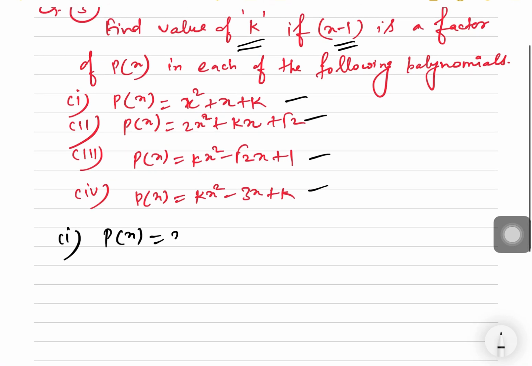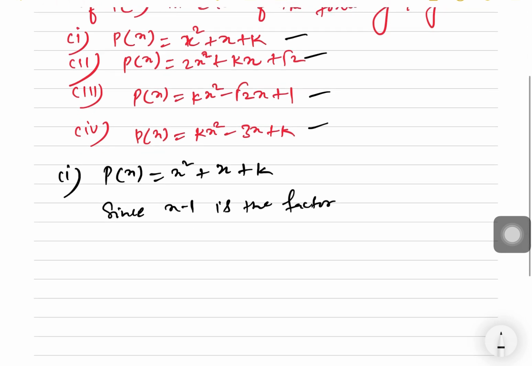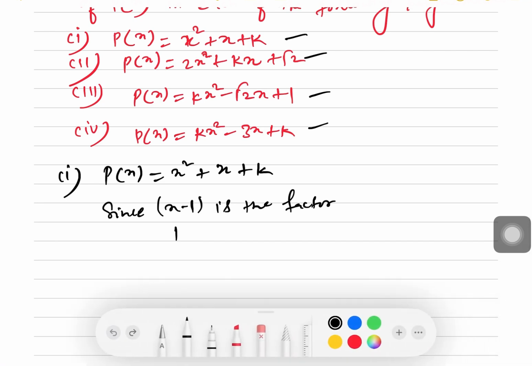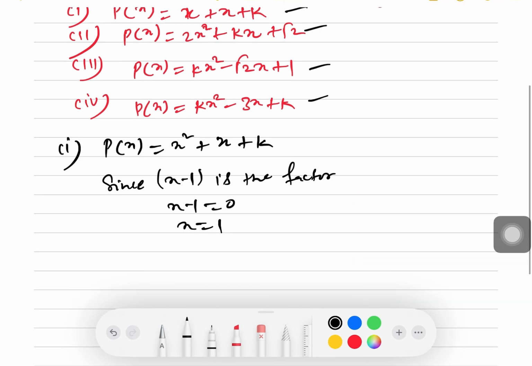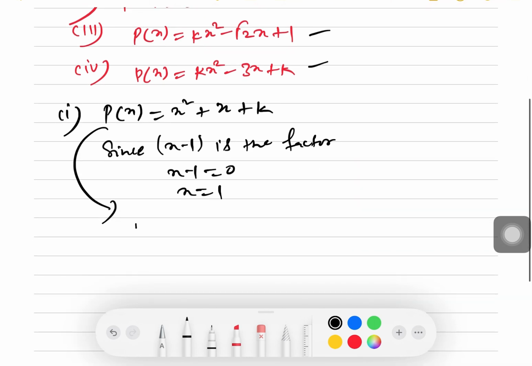Let me write the first question. They have given p of x is equal to x square plus x plus k. This polynomial is our dividend, and they gave x minus 1 is the factor. So since x minus 1 is a factor, keep the factor equal to 0. Keep x minus 1 equal to 0, find the value of the variable from the factor and substitute that value in the given polynomial.